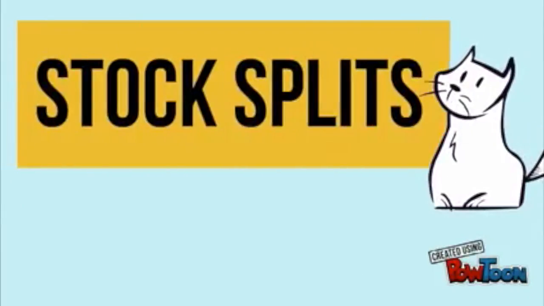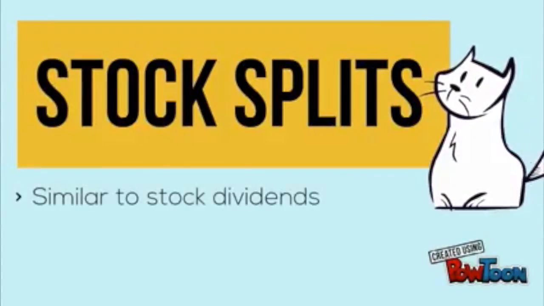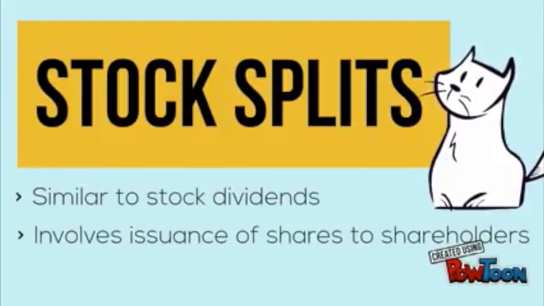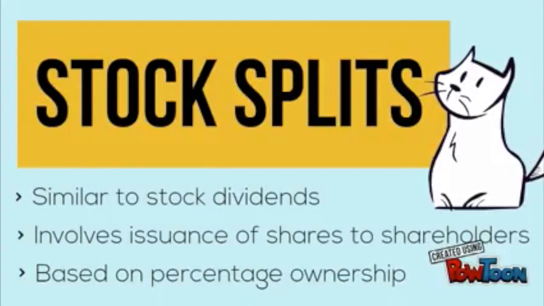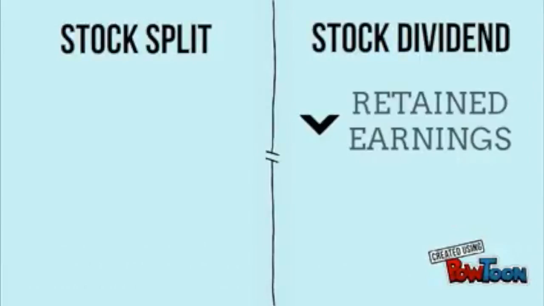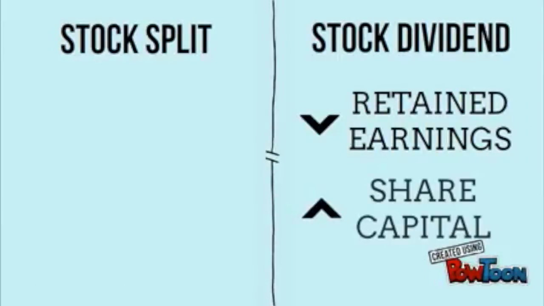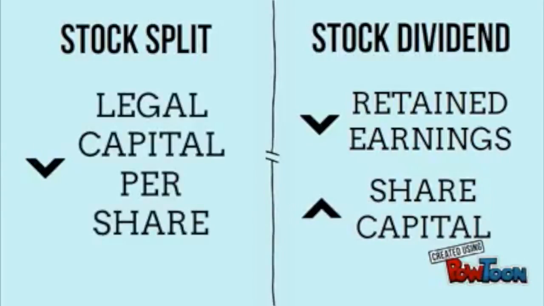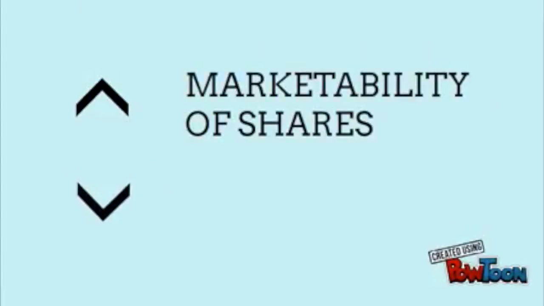A stock split is similar to a stock dividend because it involves the issuance of additional shares to shareholders according to their percentage ownership. However, a stock dividend results in a decrease in retained earnings and an increase in share capital, whereas stock split causes a reduction in the legal capital per share. The purpose of a stock split is to increase the marketability of the shares by lowering the market value per share.